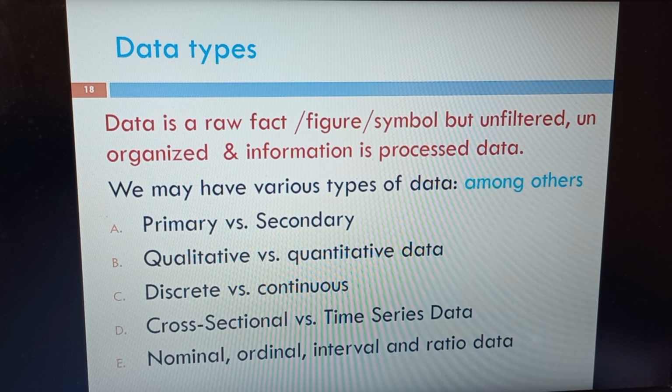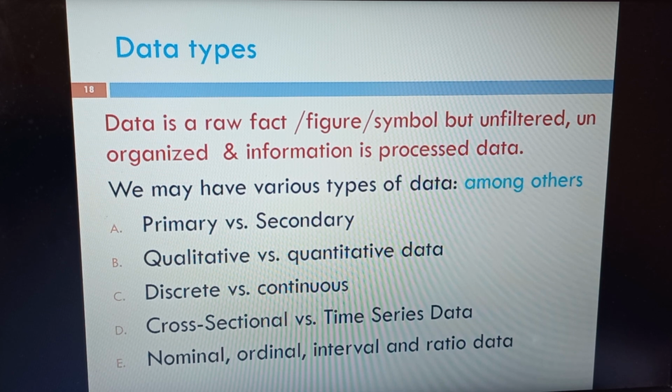Based on measurement scales, data may be classified into 4 categories: nominal data, ordinal data, interval data, and ratio data. When we say nominal data, a nominal data is totally a qualitative data. It is a categorical data or a qualitative data. For instance, religion of students in a class, Muslim, Catholic, or any other religion.